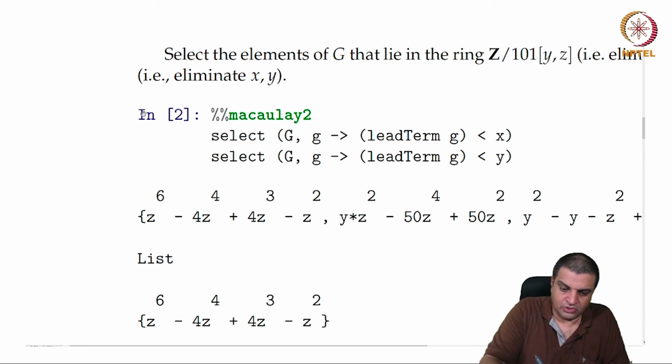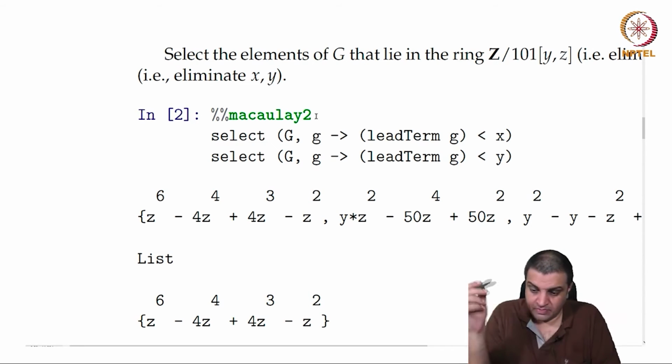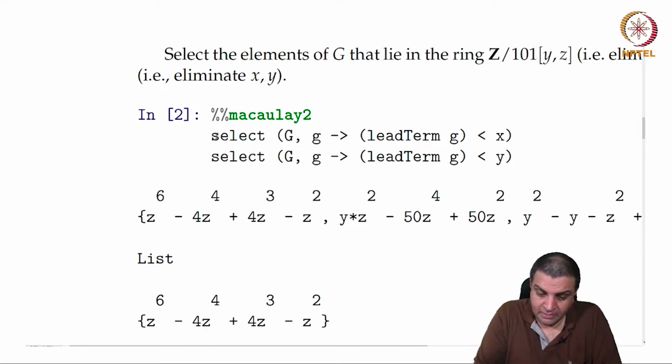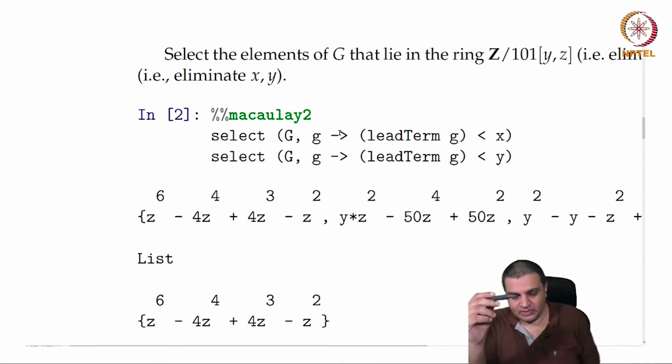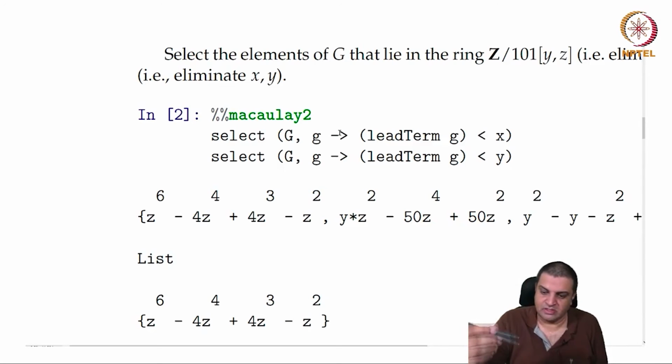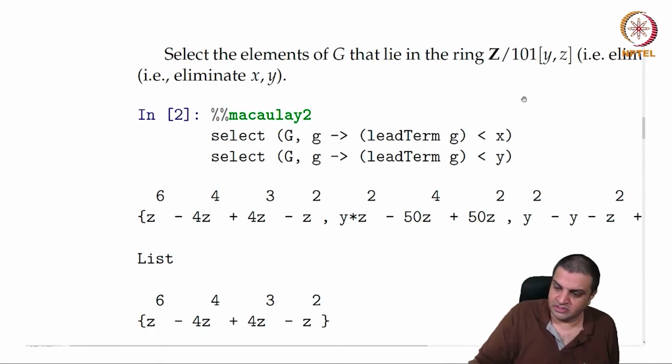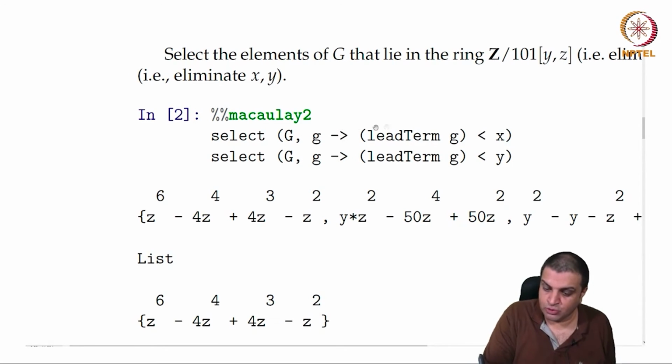So again, just ignore this line which says into. This is just a header. What you have to type into Macaulay is this line. So select is a command, and what it does is, this is a function g. This dash greater than denotes the maps-to symbol in maths. So it is a function which we define without labeling the function. So g gets mapped to this thing.